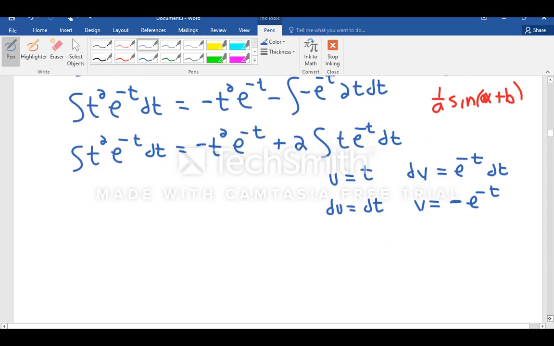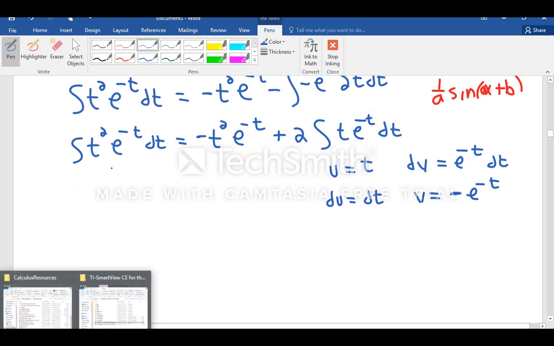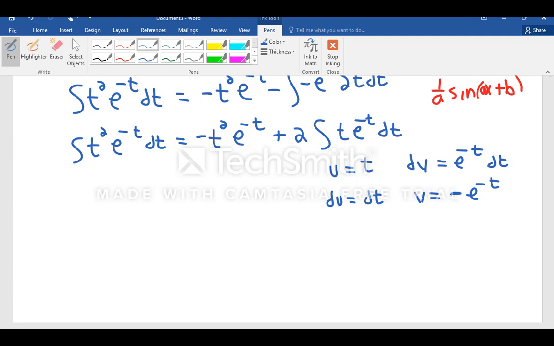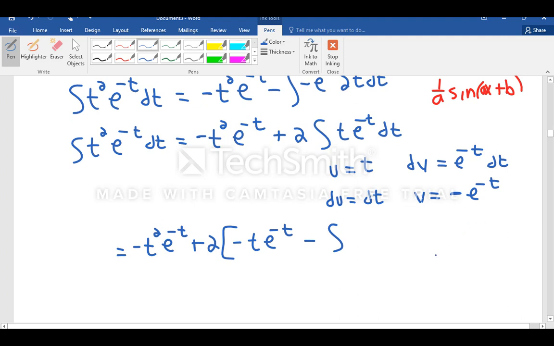All right, I'm going to tend to run out of digital paper here, but bear with me. So I have my original integral equaling all of this stuff here. All of that equals negative t squared e to the negative t, and then I have plus 2 times. Keep in mind, this formula again is u times v minus the integral of v du. So I'm going to have u times v, which is t times negative e to the negative t, minus the integral of v du. So integral of v, and then du is the dt term. So I have my second integral I did by parts, and here's that result.